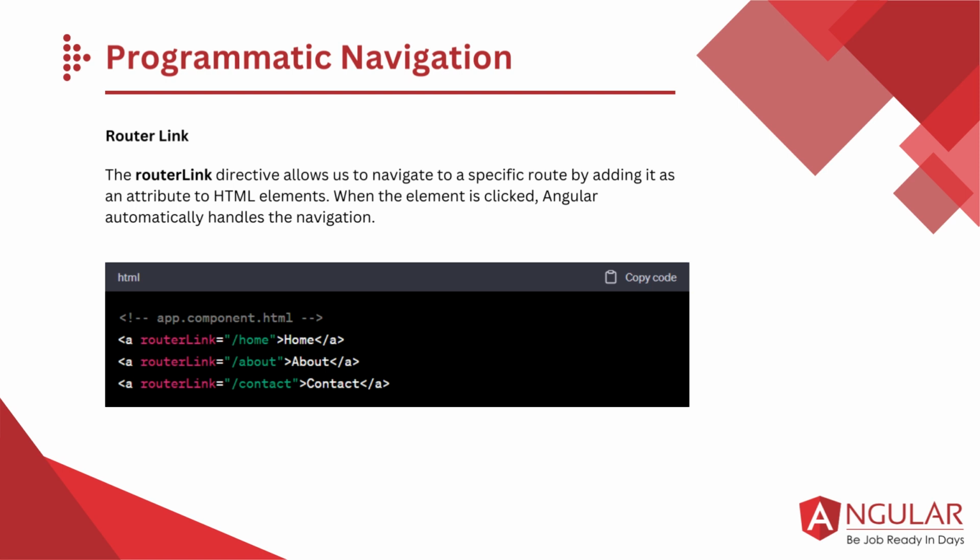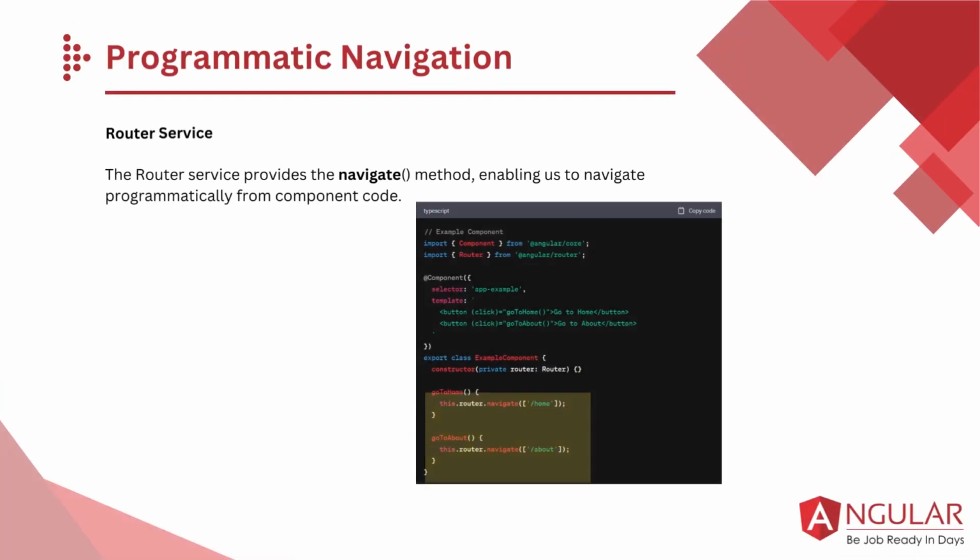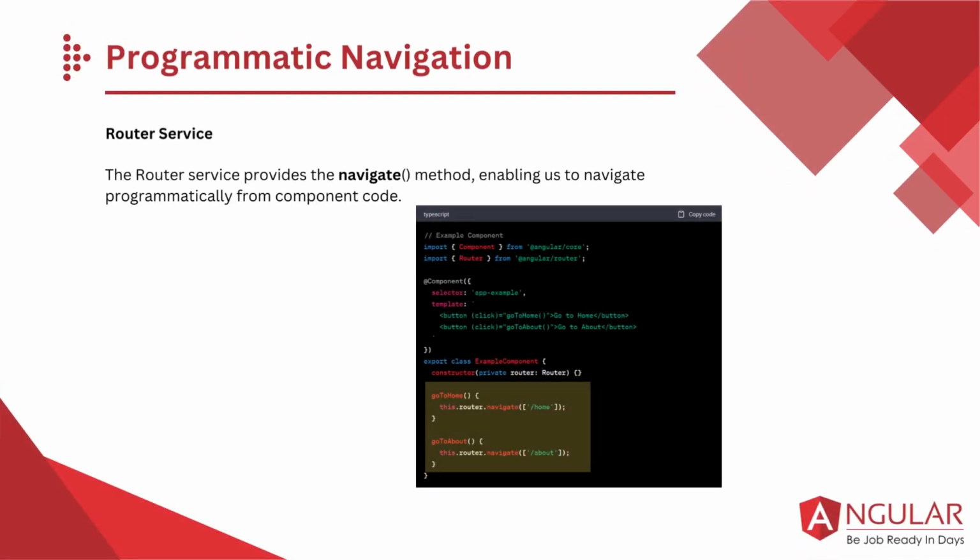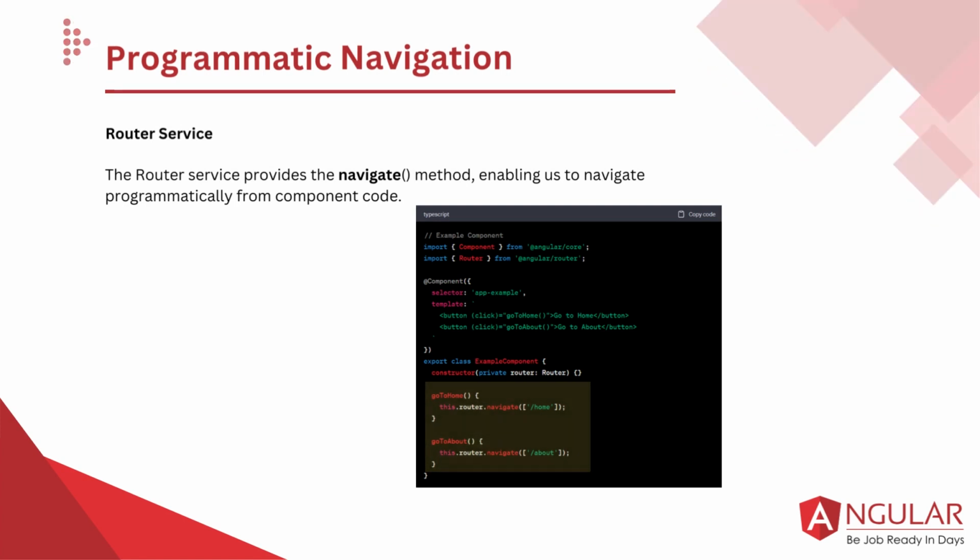A. Router link. The router link directive allows us to navigate to a specific route by adding it as an attribute to HTML elements. When the element is clicked, Angular automatically handles the navigation. B. Router service. The router service provides the navigate method, enabling us to navigate programmatically from component code.